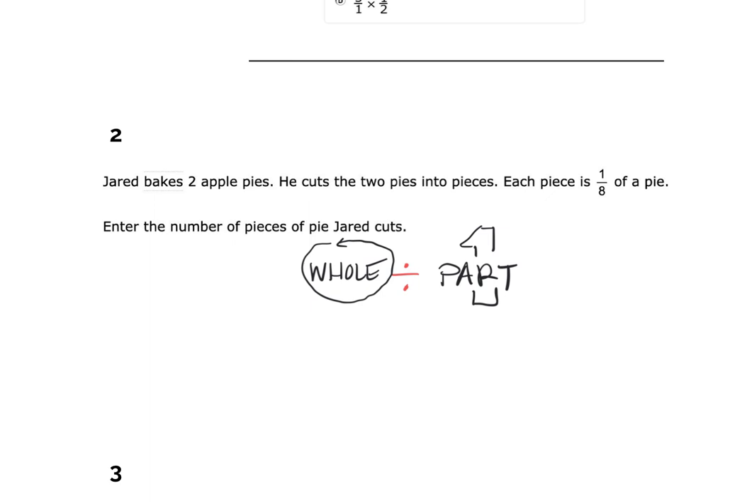We have the problem that says Jared baked 2 apple pies, so I'm going to highlight 2 apple pies. He cuts the 2 pies into pieces. All right, we already know there's pieces, so they're parts. So each piece is a part of a pie, right? So we already know the whole and the part. We can easily know that this is the whole and this is a part because he cut it into pieces, right? So it says enter the number of pieces of pie Jared cuts.